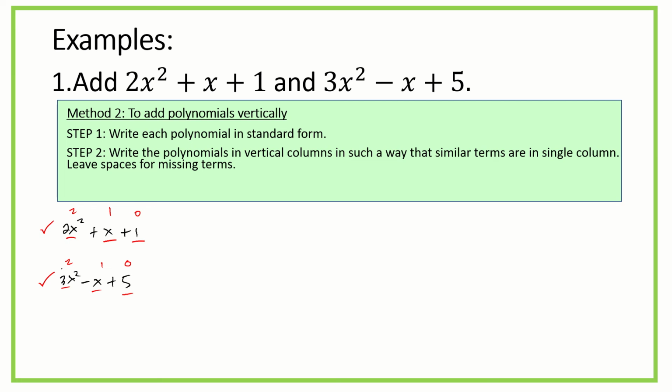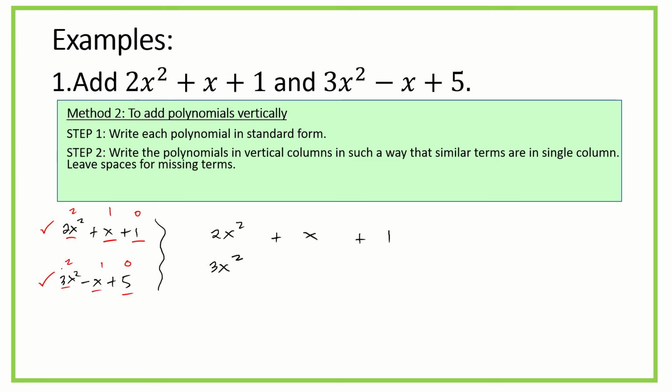Write the polynomials in vertical columns in such a way that similar terms are in a single column. Leave spaces for missing terms. So it's like saying that you just have to copy the first polynomial, 2x squared plus x plus 1. And then we go to our second polynomial. We start from our first term, 3x squared. We have to align it with the like terms coming from our first polynomial. So 2x squared and 3x squared are like terms, so you need to align them.